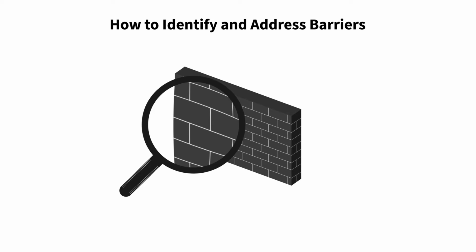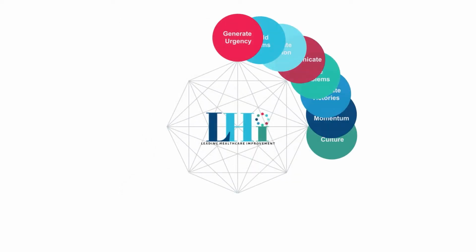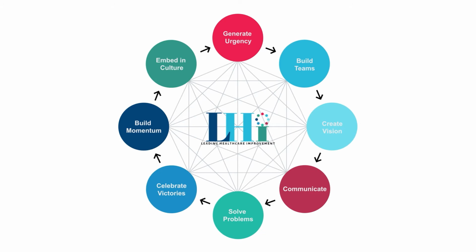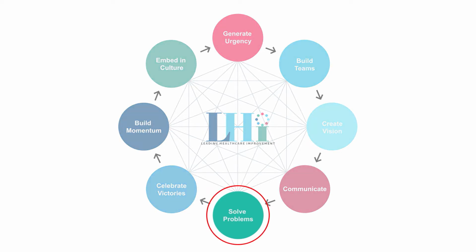Next, let's revisit where we are in the LHI model. In previous sessions, we discussed how to create your vision statement and communicate that vision to stakeholders. Today, we will discuss how to solve common problems that arise in implementing QI projects.